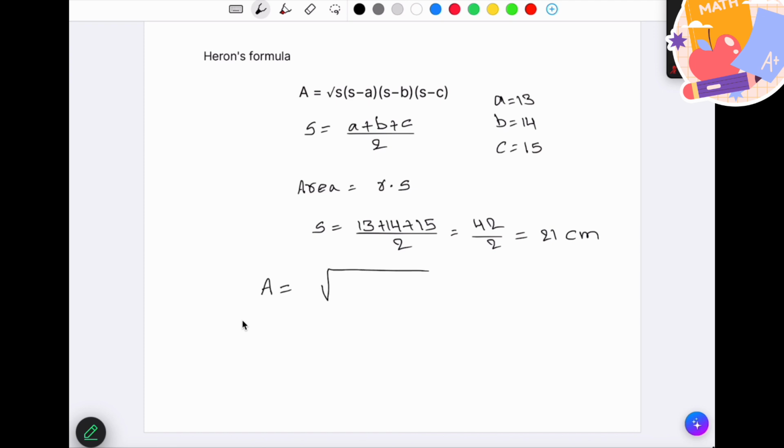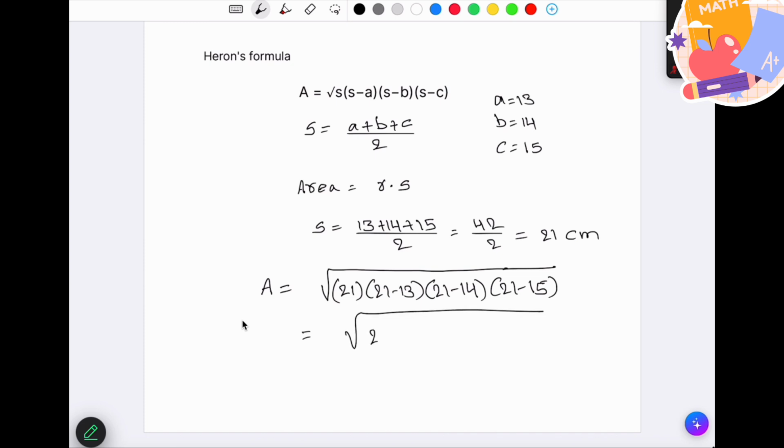Now if we substitute the value of s in Heron's formula, the area of the triangle is equal to square root of 21 times 21 minus 13, 21 minus 14, 21 minus 15. So it is square root of 21 multiplied by 8 multiplied by 7 multiplied by 6, which is equal to square root of 7056. It is a perfect square. Its value is 84 centimeter square.